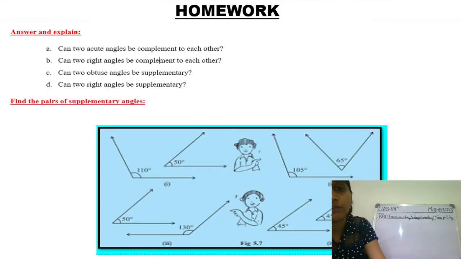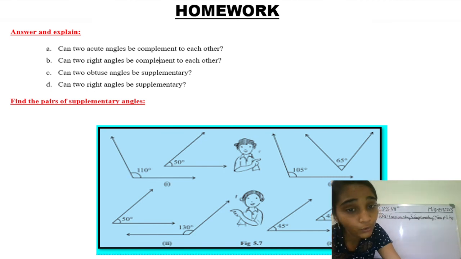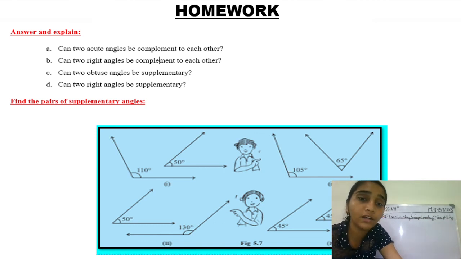Now students, you have to answer a few questions which are given: can two acute angles be complementary to each other, can two right angles be complementary to each other, can two obtuse angles be supplementary, or can right angles be supplementary. Because you are already aware of these angles, you just have to check whether they are complementary or supplementary or not, and find the pair of supplementary angles over here, that among these four, which pairs are supplementary angles.